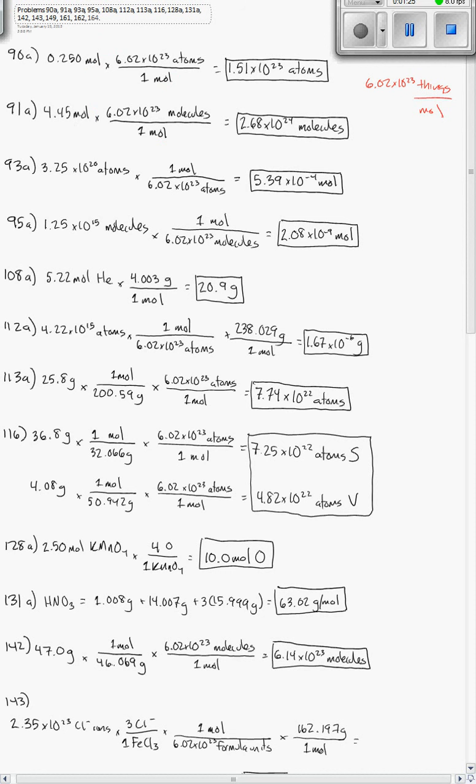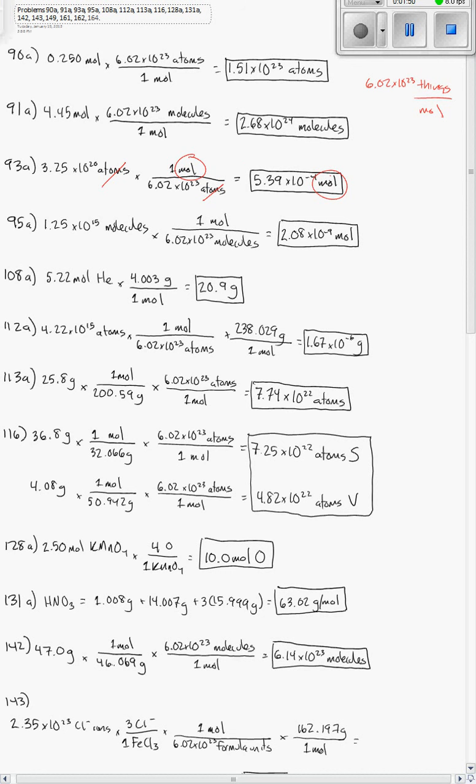In number 93A and number 95A, we're working in the opposite direction now. So instead of going from moles to particles, you're going from particles to moles. So now instead of multiplying by Avogadro's number, you're going to want to divide by Avogadro's number. Doing so, right, you'll cancel out the units you want to cancel out, and you'll be left with the units that you want in the end. Right? You'll be left with moles.